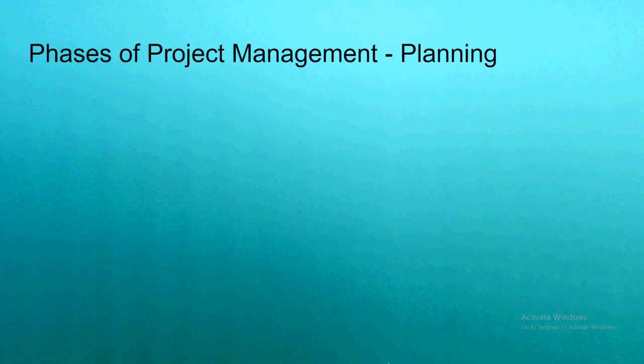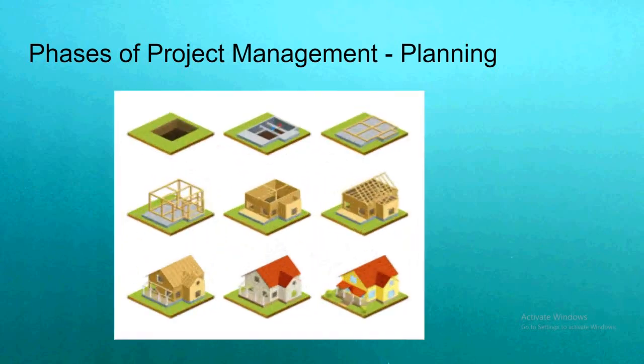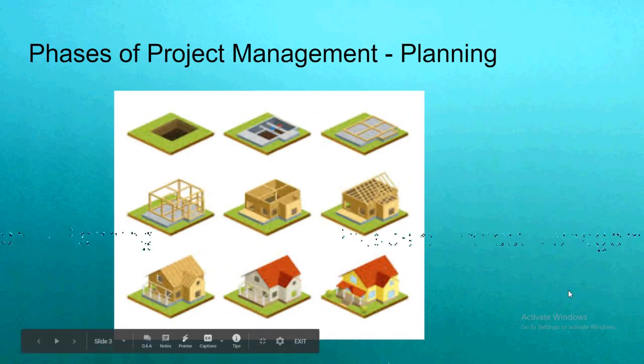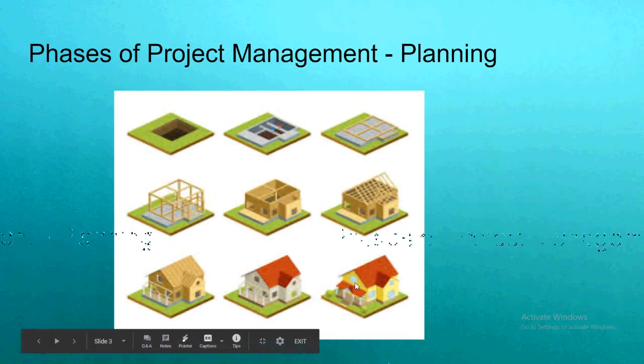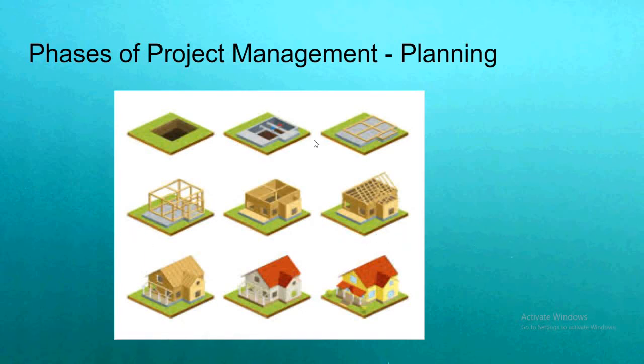In project management, three phases are available. The first phase is planning. So what do you mean by planning? Take an example. This is an image of house construction. Here you can see various stages of house construction: digging the earth, raising the foundation, raising the pillars, raising the walls, and finally constructing the roof, then interior decoration, and the final house is constructed. So you can see that various activities are involved in the construction of houses.